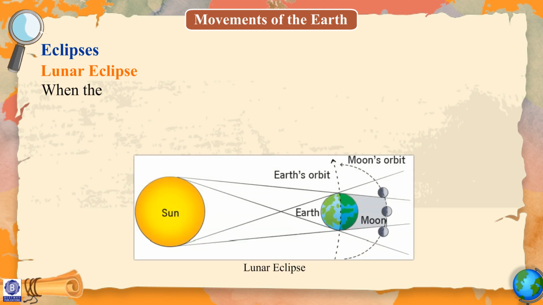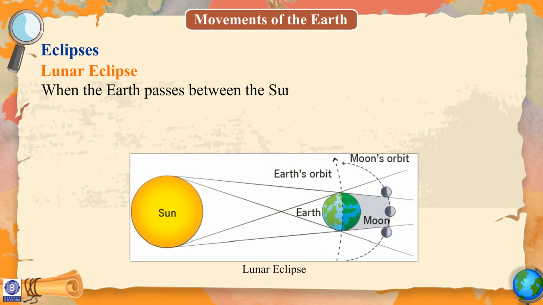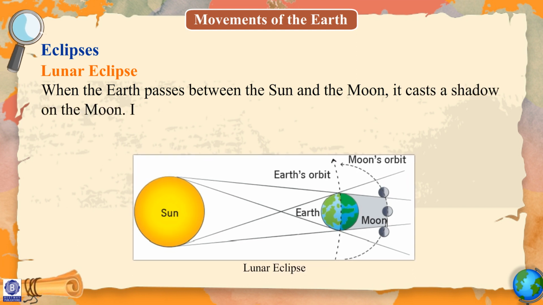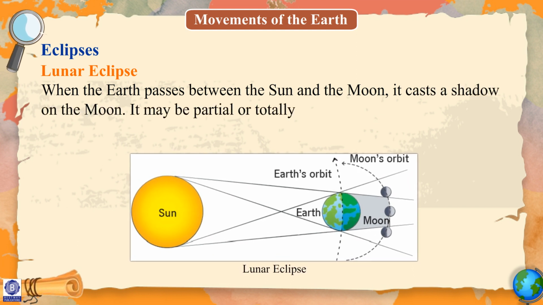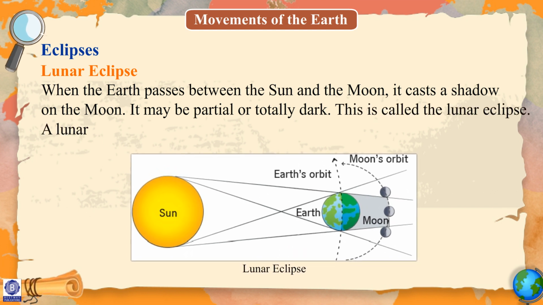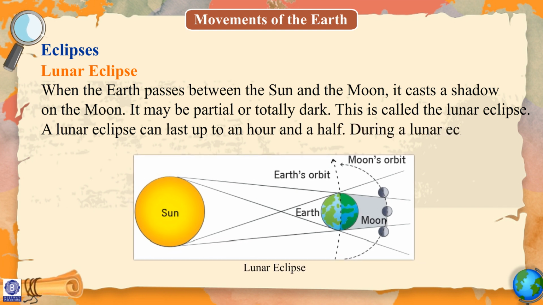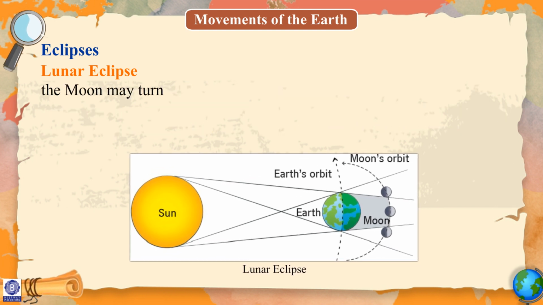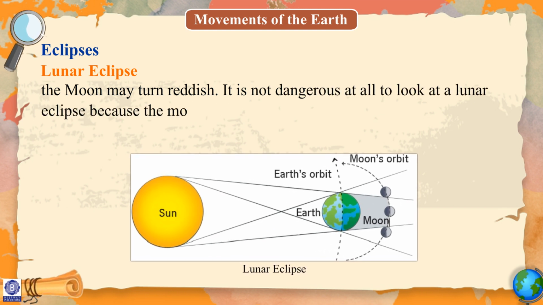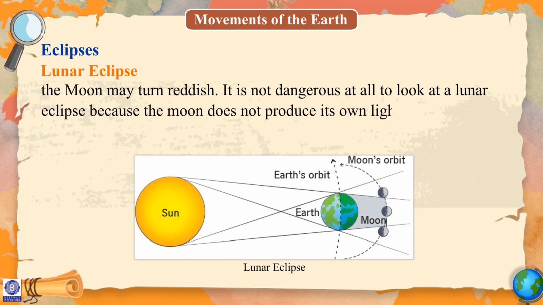Lunar eclipse. When the earth passes between the sun and the moon, it casts a shadow on the moon. It may be partial or totally dark. This is called the lunar eclipse. A lunar eclipse can last up to an hour and a half. During a lunar eclipse, the moon may turn reddish. It is not dangerous at all to look at a lunar eclipse because the moon does not produce its own light.